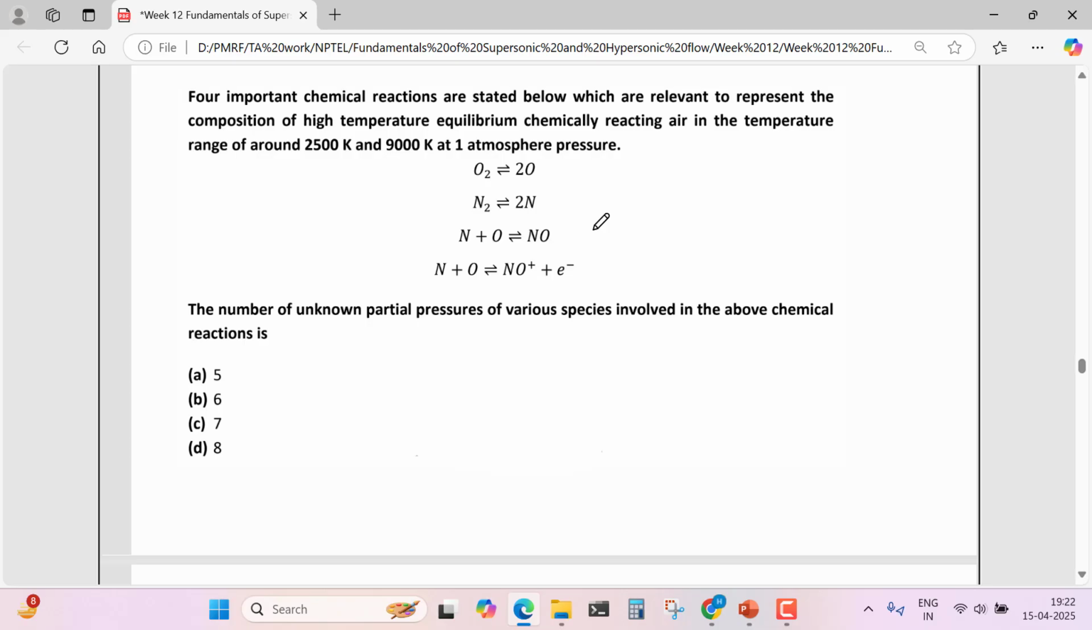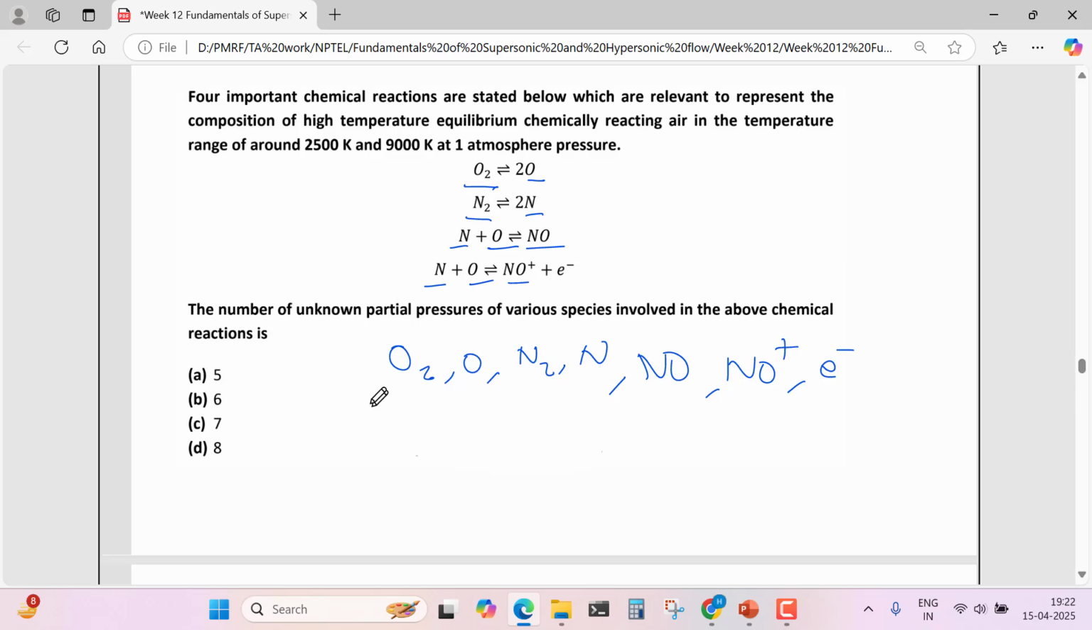So first we have to see how many species are present here. First is the O2, second is the O. O is present here also, here also. Third is the N2, fourth is the N, which is present here also, here also. Fifth is the NO, sixth is the NO plus, and seventh is the E minus.